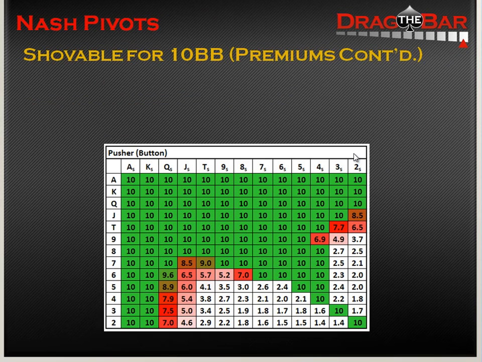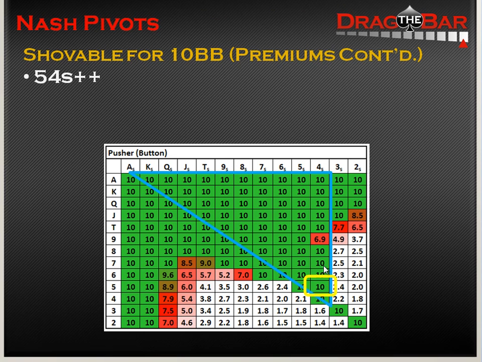Next, we need to describe some of the garbagier looking hands that you can also shove for 10 big blinds. With just 2 more pivot points, we can do that pretty easily. The first thing is to look down here at 5-4 suited. That's really the bottom suited connector that you can shove for 10 big blinds, and almost every card above it is a 10 big blind hand. If you move up and to the left, almost every card up and to the left of this point is also a 10 big blind hand.